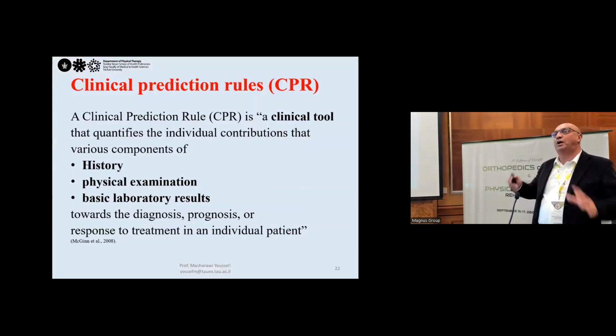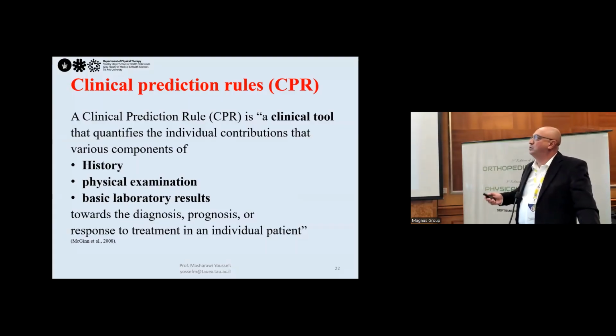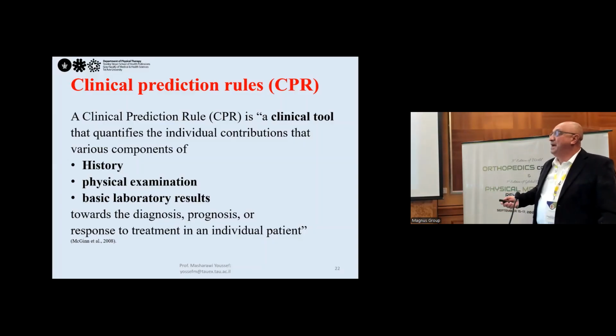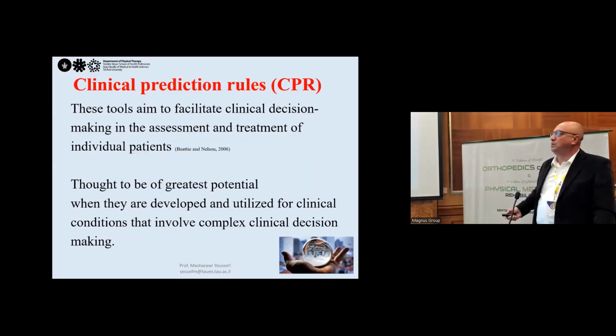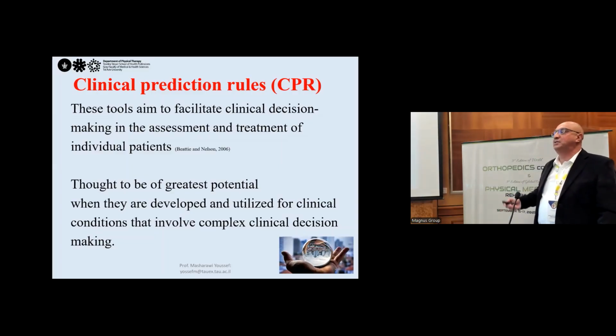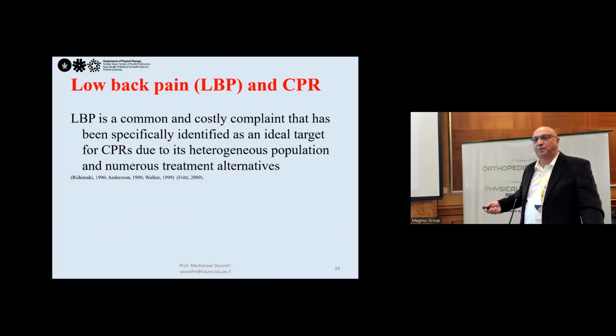So in a way, we need to understand what clinical prediction rules mean. A clinical prediction rule is a clinical tool that quantifies the individual contribution that various components of the history, physical examination, and basic laboratory results make towards the diagnosis, prognosis, or response to treatment in an individual patient. These tools aim to facilitate clinical decision-making in the assessment and treatment of individual patients, and are thought to be of greatest potential when they are developed and utilized for critical conditions that involve complex clinical decision-making. We're talking about complexity here.